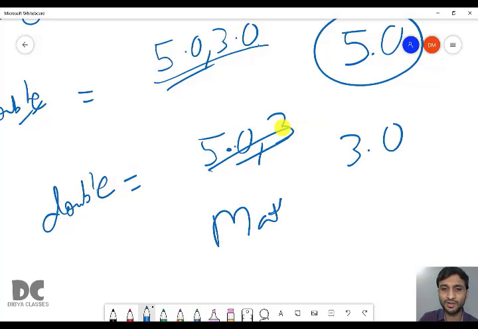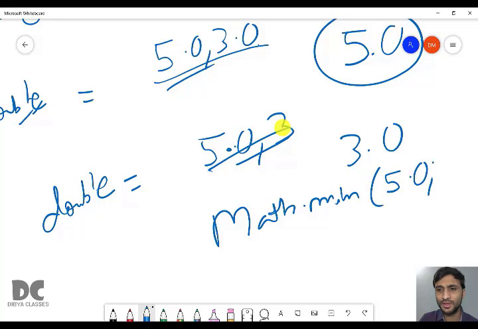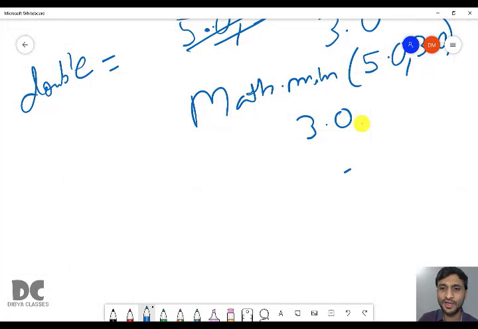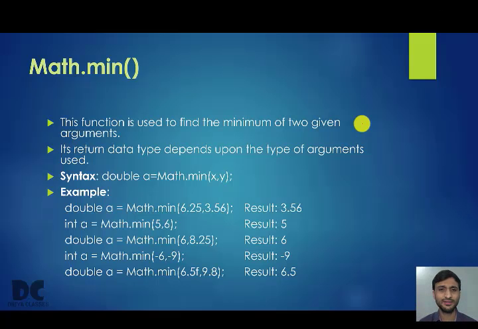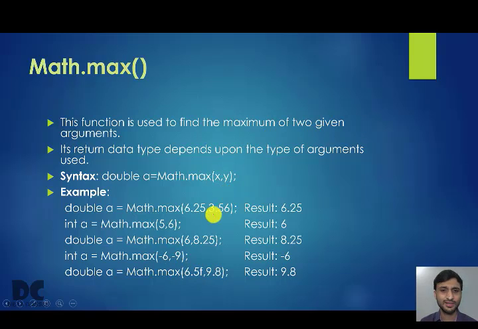For example, Math.min(5.0, 3.0). So you will get the answer as 3.0, because both are real. If it is 5, 3, you will get the answer as 3. So you have to take the data type as int. Okay, clear? These are very easy. Okay, so we have a few more examples.